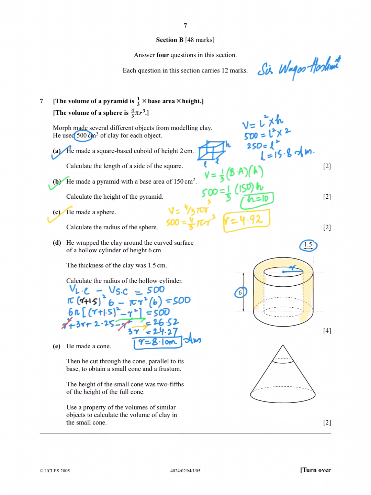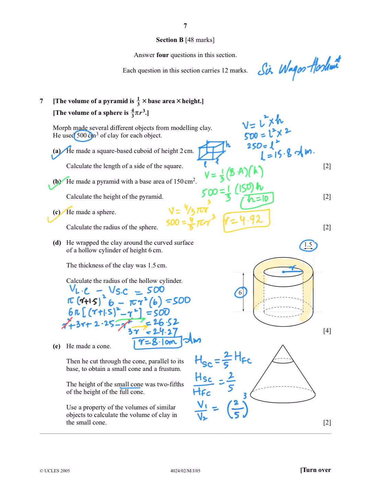In your last part, it says that he made a cone. The height of the small cone was 2/5 the height of the full cone. So I can say that height of a small cone is 2/5 of height of full cone, right? Or I can say that height of a small cone divided by height of full cone is 2 divided by 5. Using a property of similar objects, calculate the volume of clay in the small cone. So now we can apply the working formula of similar shapes. It says that V1 upon V2 equals L1 upon L2 whole cube, and the ratio of L1 upon L2 is 2 over 5, right?